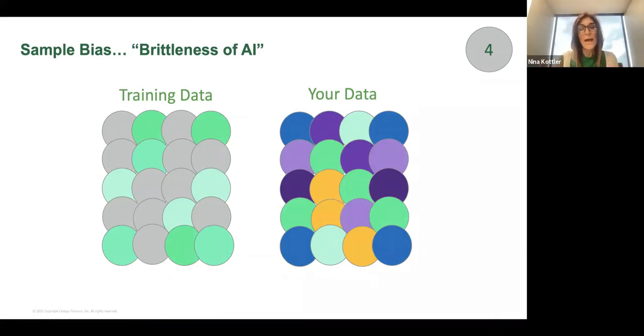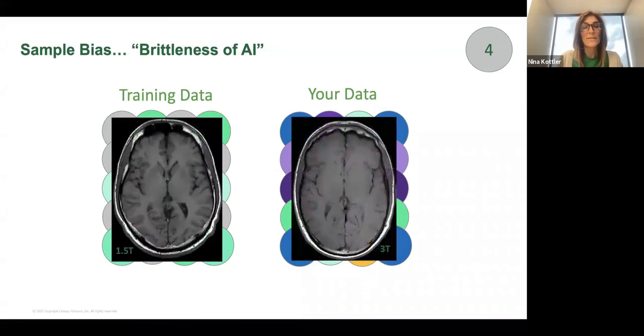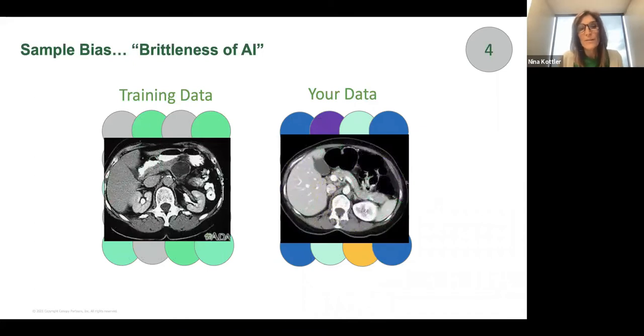So the question is, how can that be different? Well, let's say the algorithm was trained on a certain level of magnet of an MR, and your data is actually on a 3 Tesla magnet and not 1 Tesla. Well, that can make a difference. What if your protocol is different? I mean, it wasn't that long ago that we were giving oral contrast to everyone, and now we're barely giving oral contrast at all. Or maybe the training data had a lot more excretory phase and your data is more late arterial or portal venous phase. Well, that's going to make a difference.